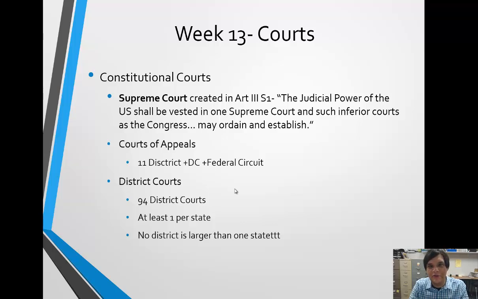And we have the Supreme Court, the overarching court at the federal level, but you also have the courts of appeals below them, which includes 11 districts, plus D.C., plus the federal circuit. So that's 13 courts of appeals overall. So you have your 11 districts, plus a special court for D.C., and then a special court for the federal circuit overall. And then you have the district courts. You have 94 district courts. There's at least one per state, and no district is larger than one state.